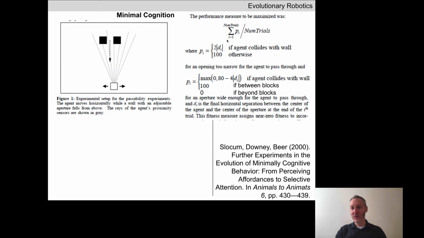And you can see that the fitness here is a sum of P sub I, its performance during the ith trial, divided by the number of trials. So we're going to measure the average fitness, or how well on average does the agent do with this CTRNN over num trials times. So far, so good? If you have any questions, just drop them into chat. Otherwise, I'll carry on. Okay, so let's have a look at P sub I.